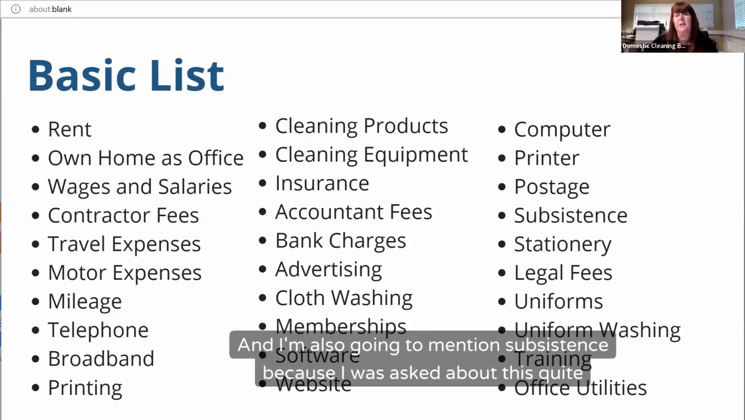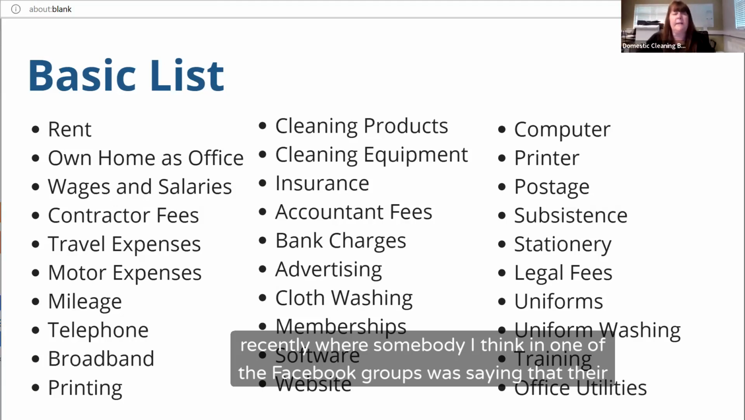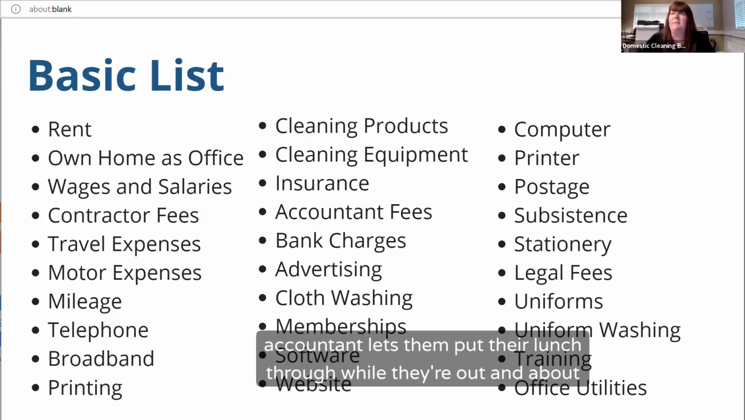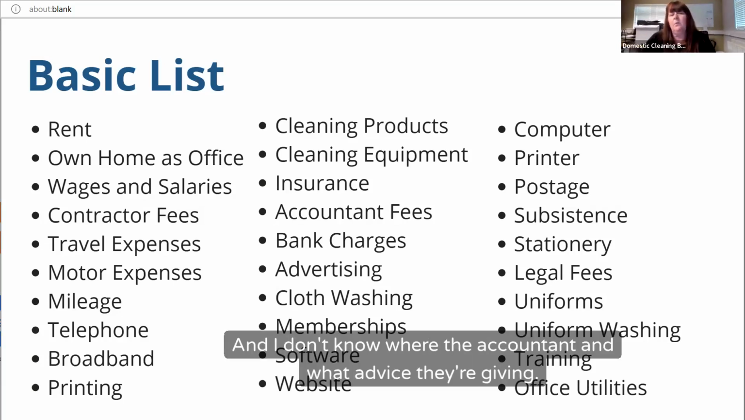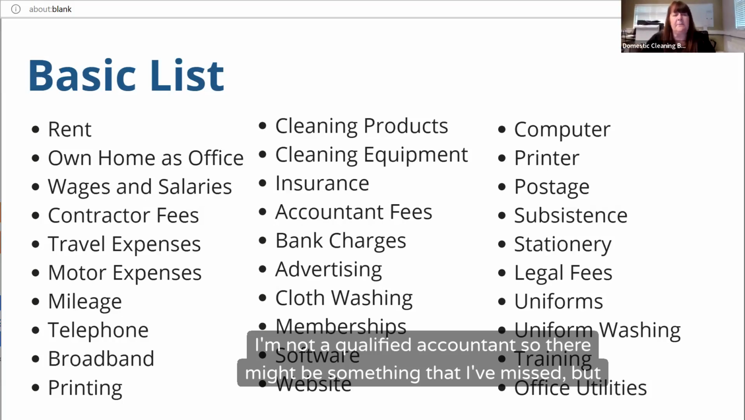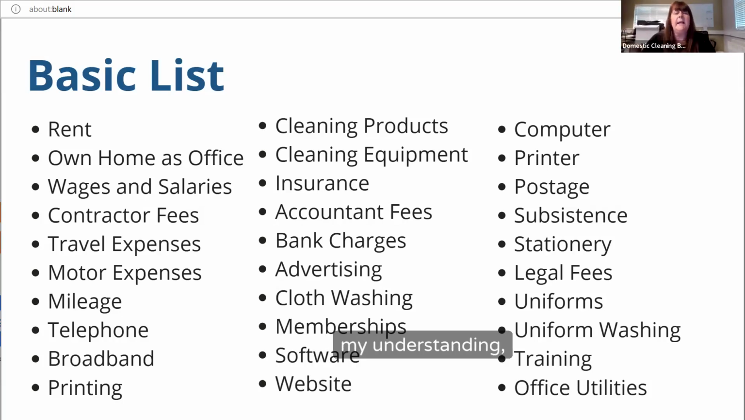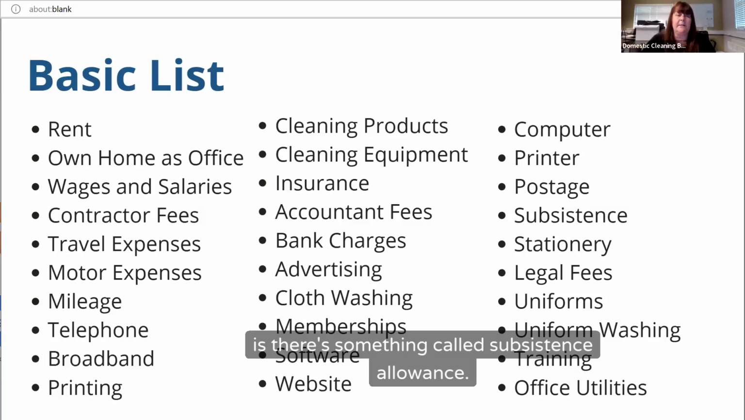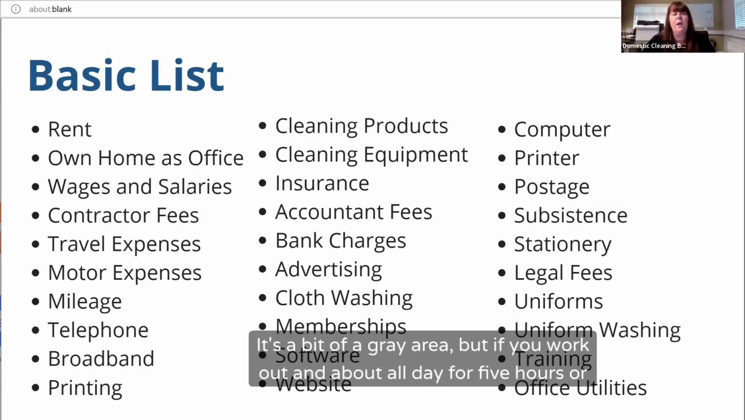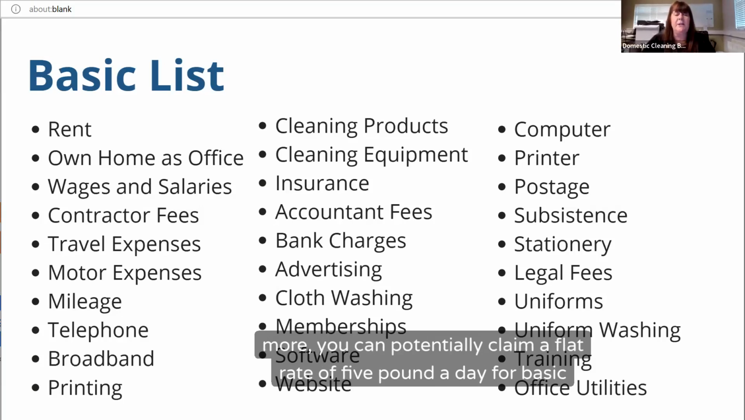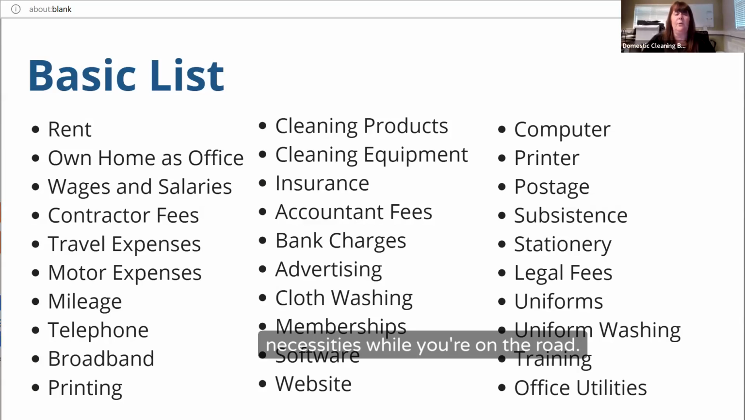And I'm also going to mention subsistence, because I was asked about this quite recently, where somebody, I think in one of the Facebook groups, was saying that their accountant lets them put their lunch through while they're out and about traveling for work. I don't know what advice the accountant is giving. I'm not a qualified accountant, so there might be something that I've missed. But my understanding is there's something called subsistence allowance. It's a bit of a grey area, but if you work out and about all day for 5 hours or more, you can potentially claim a flat rate of £5 a day for basic necessities while you're on the road.